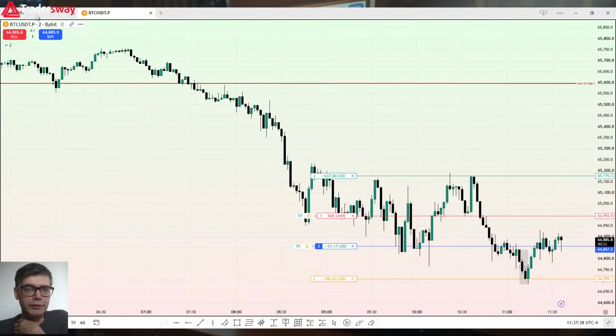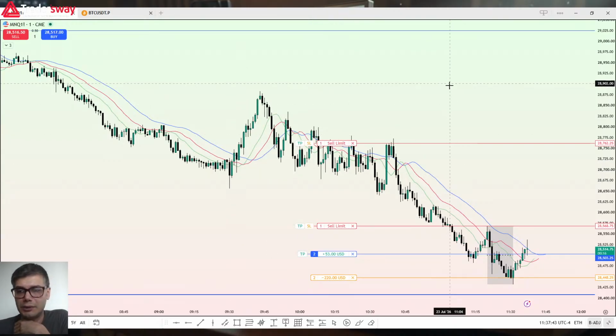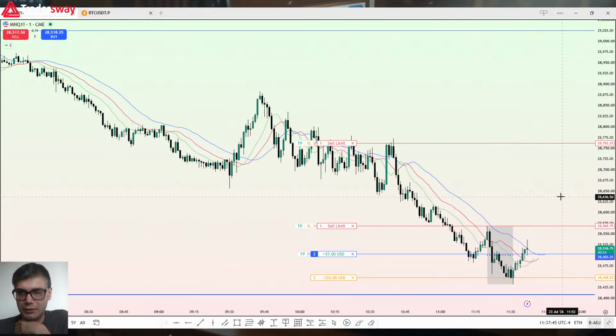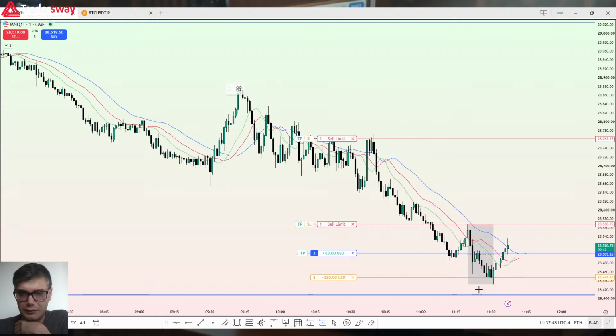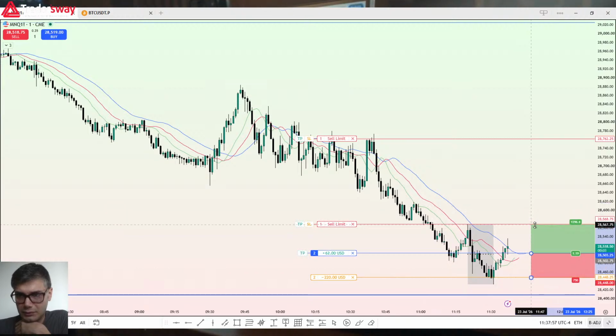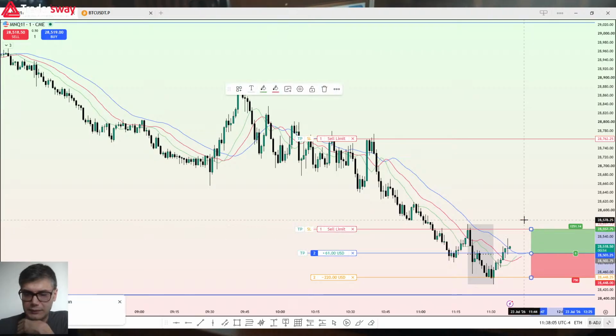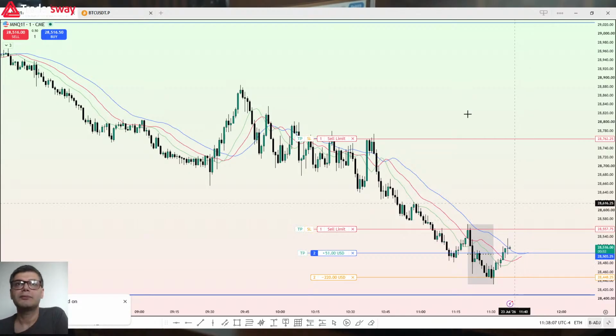Stop is here, $296. I also have a long order on NQ. Let's see if it can at least take one high. Give me 1-to-1 at least. One to one is here. Let's see if it gives me.